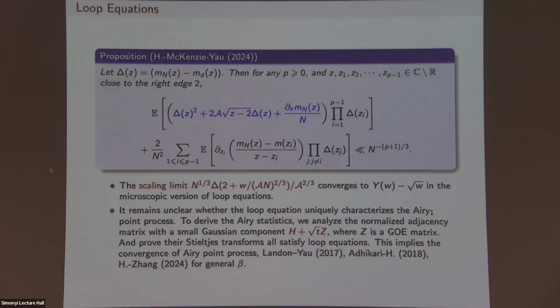So the main result we prove is for the random d-regular graph. If you look at the Stieltjes transform and subtract the deterministic one computed from the Kesten-McKay distribution, this delta z, it satisfies this set of equations. It mimics those loop equations I just showed you. The first part, the blue part, is something quadratic in terms of delta. And you have this 1 over n correction of the derivative of m_n. And you have a product of those delta z at p minus 1 different locations. And also this correction term.